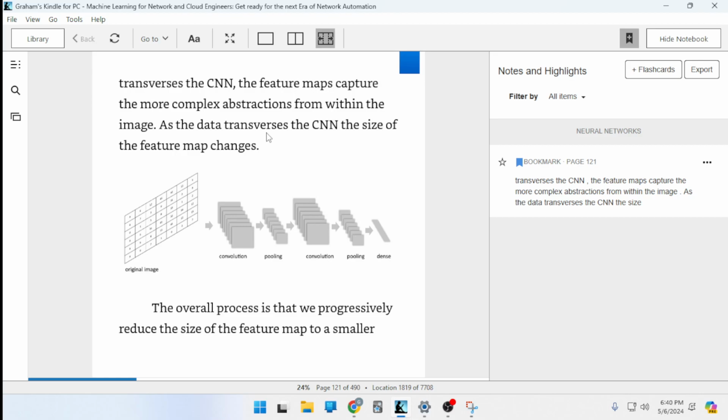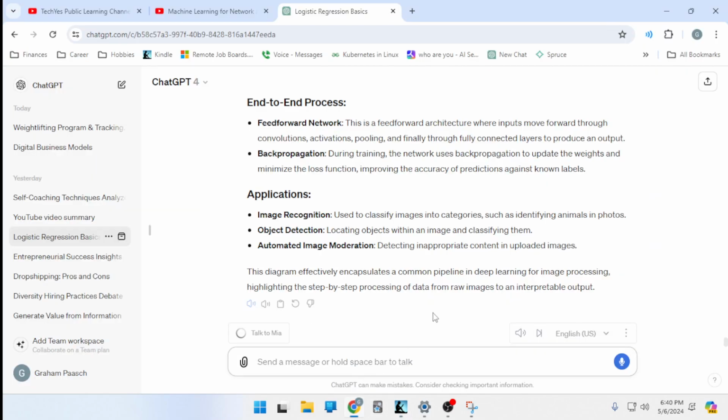3. Pooling layers. Dimensionality reduction. Following convolution, pooling layers reduce the spatial dimensions, height and width, of the input volume for the next convolution layer. This is achieved by summarizing the presence of features in patches of the feature map. Types of pooling. Common pooling operations include max pooling, taking the maximum value from a set of values, and average pooling, taking the average of a set of values. Pooling helps make the detection of features invariant to scale and orientation changes.